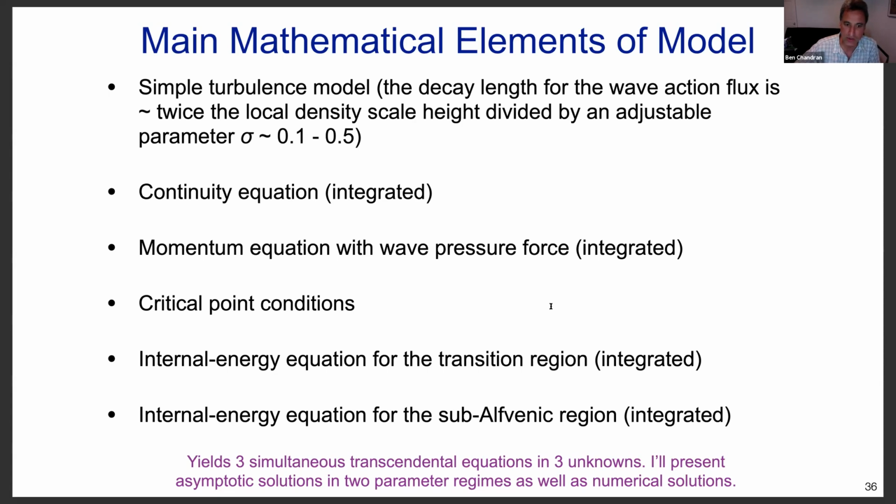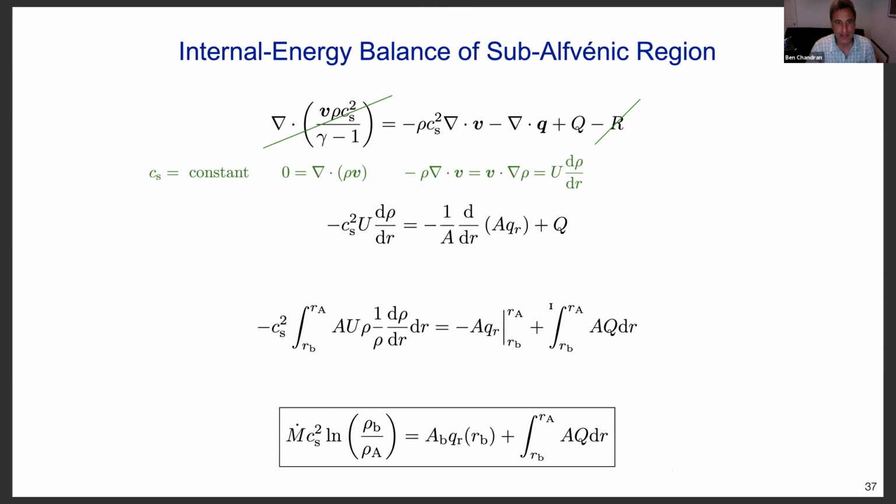There's an integrated continuity equation, integrated momentum equation, critical point conditions like the ones I mentioned to you earlier, then internal energy equations twice, once for the subalfvénic region and once for the transition region. This yields 3 simultaneous transcendental equations in 3 unknowns, and I will quickly present a couple numerical solutions to these. And there's a slide here with a couple analytic solutions, which I'll mention just a couple more things about before I finish. Let me show you quickly the internal energy balance of the subalfvénic region.